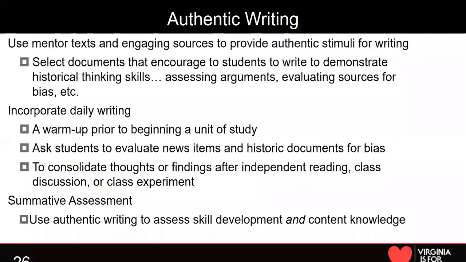So I've mentioned authentic writing a few times. Just want to go over some examples of really what that means. And I think if you're writing to analyze sources in history, that's an easy way to get authentic writing right away. But just some larger rules as to what we mean when we talk about authentic writing and some ideas surrounding that. First, just using mentor texts and engaging sources to provide authentic stimuli for writing.